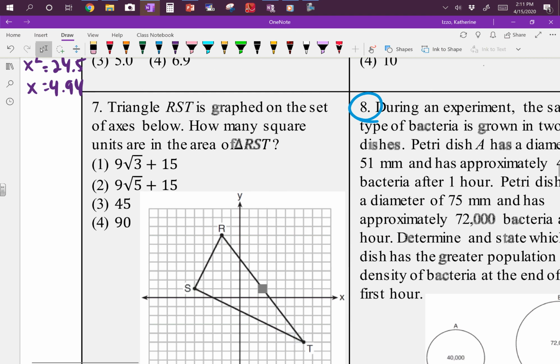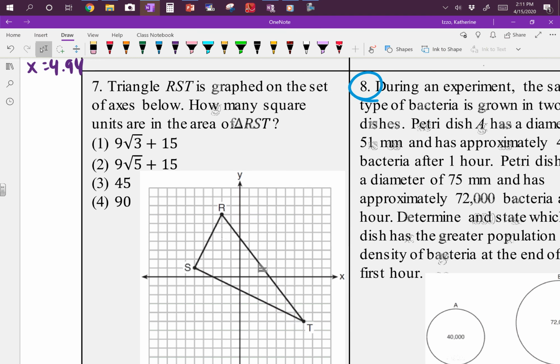Triangle RST is graphed on the set of axes below. How many square units are in the area of this triangle? Okay, a lot of stuff right now. My favorite way to do this is to block it off. We've got a nice big chunk right here. We're going to block this.